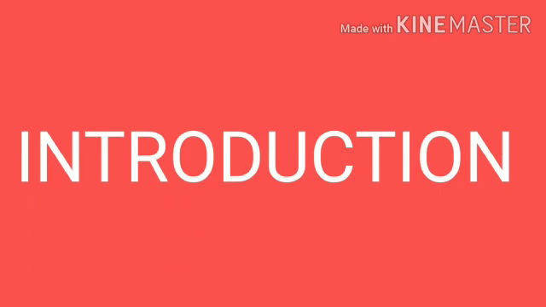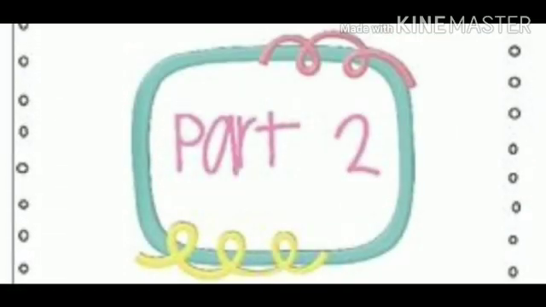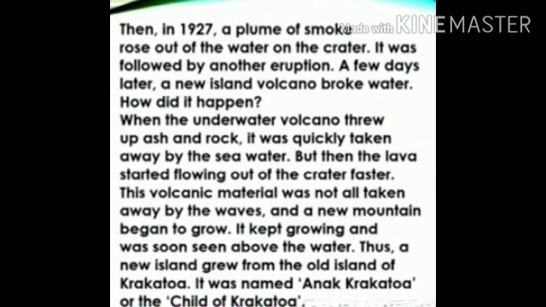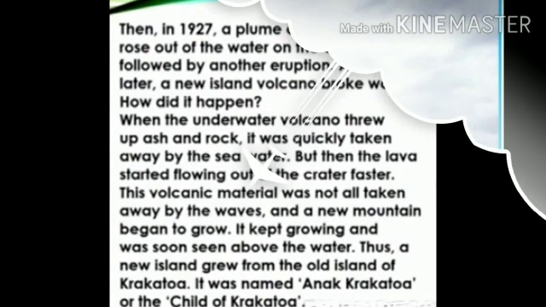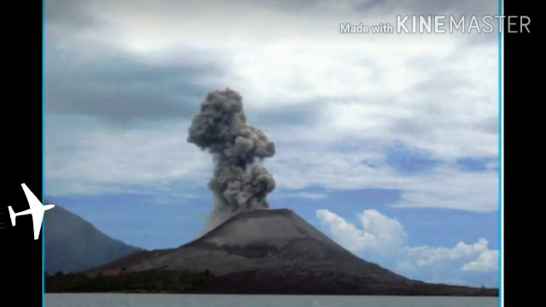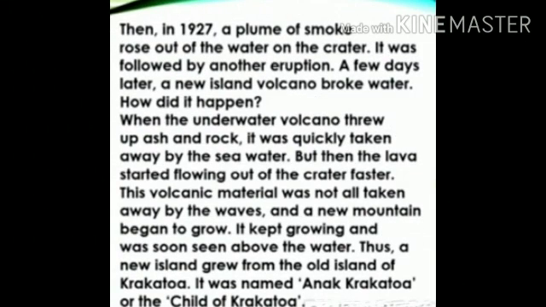Dear student, this was the short introduction related to this lesson. Now I will continue with the second part of the remaining chapter. As you can see the sub paragraph of the chapter, dear student. Then in 1927 a plume. Now what is meant by plume, dear student? A quantity of smoke that rises in the air. So when the smoke rose out of the water on the crater. Now what is meant by crater, dear student? A large hole in the ground. So when the volcano comes, it becomes a large hole in the ground.